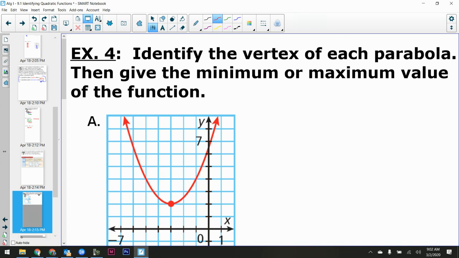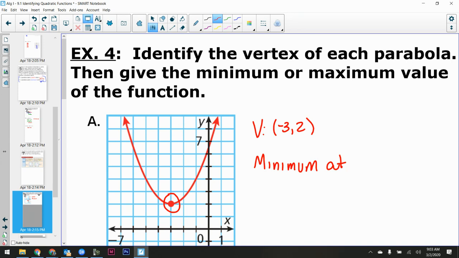The vertex is at -3, 2, right? It's right here. Now, is that a maximum point or a minimum point? It's a minimum because it's bottoming out. There is a lowest point. Minimum. And we can say minimum at.